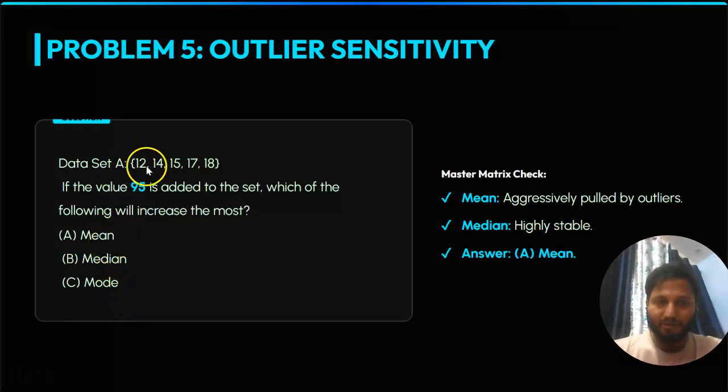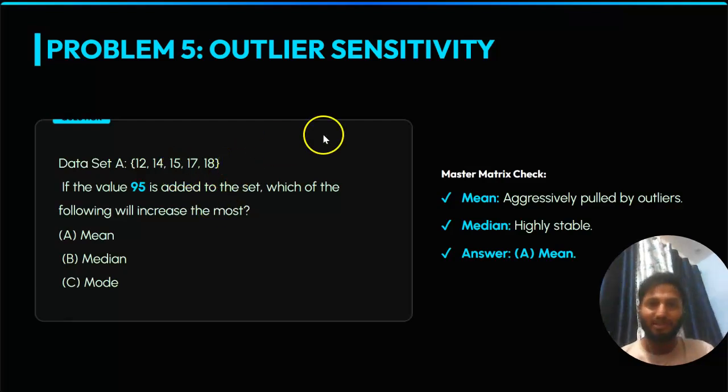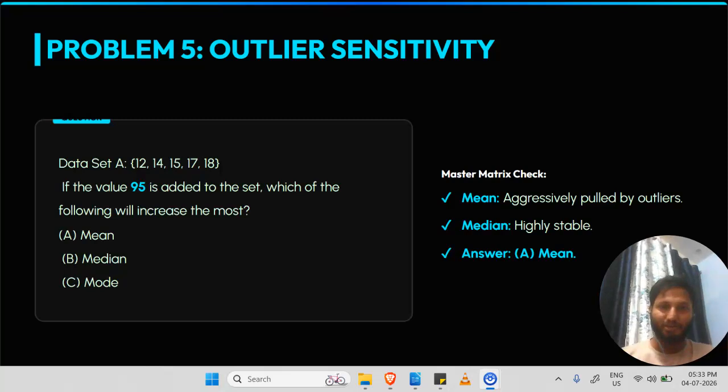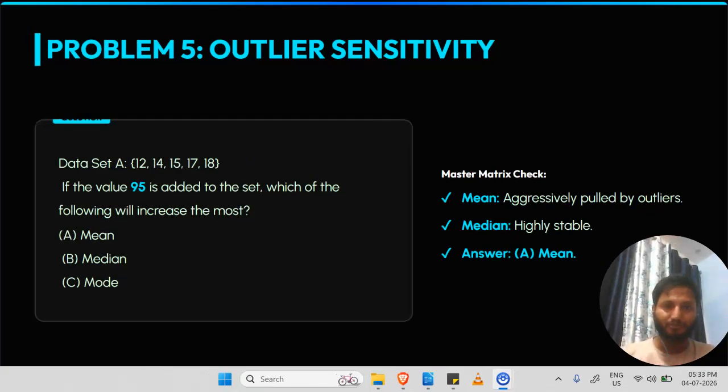So mean is the average. If you look at these five numbers and try to get an average of these five numbers, it will be around 15 point something, around 15.2. And when you add this 95 to this data set, and now if you try to get the average of this number, the average goes around 28 or something like that. Got it? You can calculate it. There are six numbers, add them up, divide by 6. So the mean shoots up from around 15 to about 28. So this is the increase in mean.